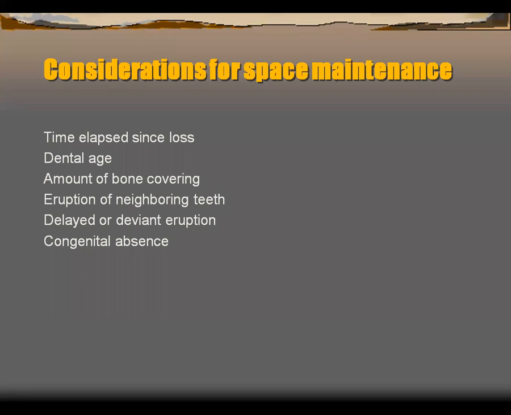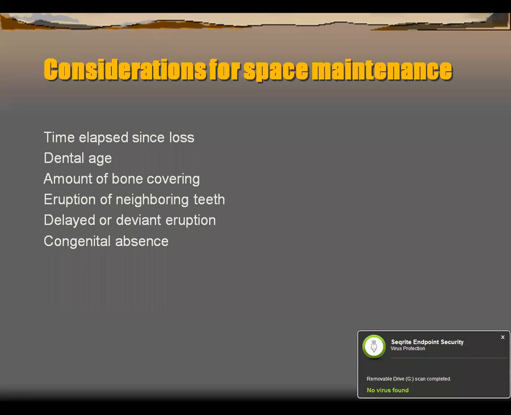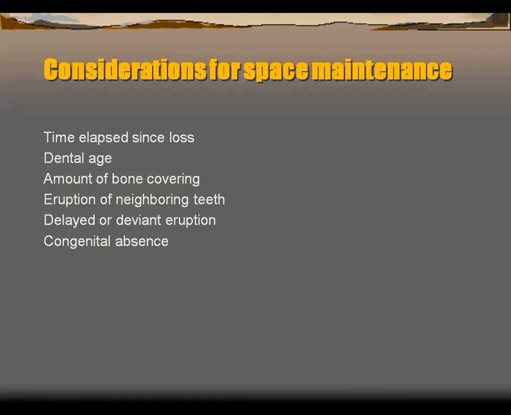For example, if the last erupted tooth in the oral cavity is the permanent first premolar in the lower arch, and it erupts at the age of 9 to 10 years, then the patient's dental age is 9 to 10 years. The patient's chronological age may be 11 to 12 years, or 12 years also, but the patient's dental age is 9 to 10 years. So that is the dental age. Then the amount of bone covering over that tooth present.